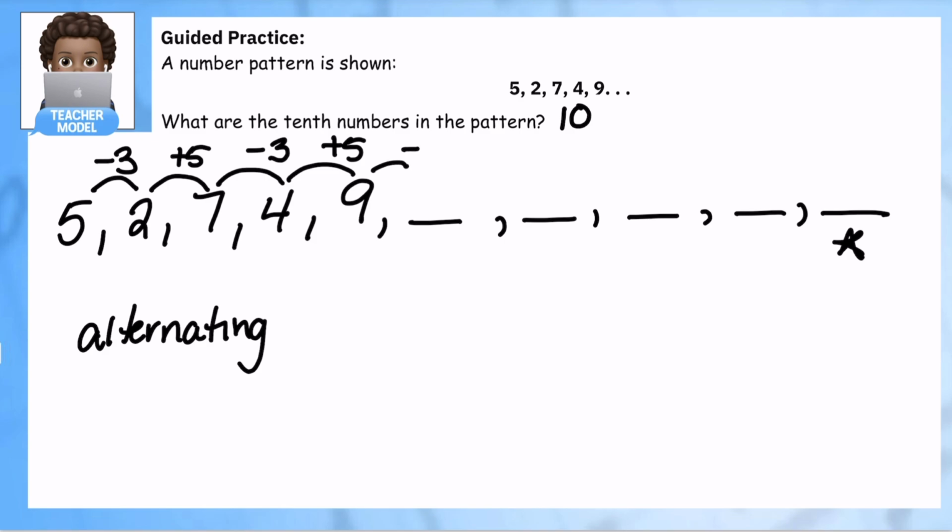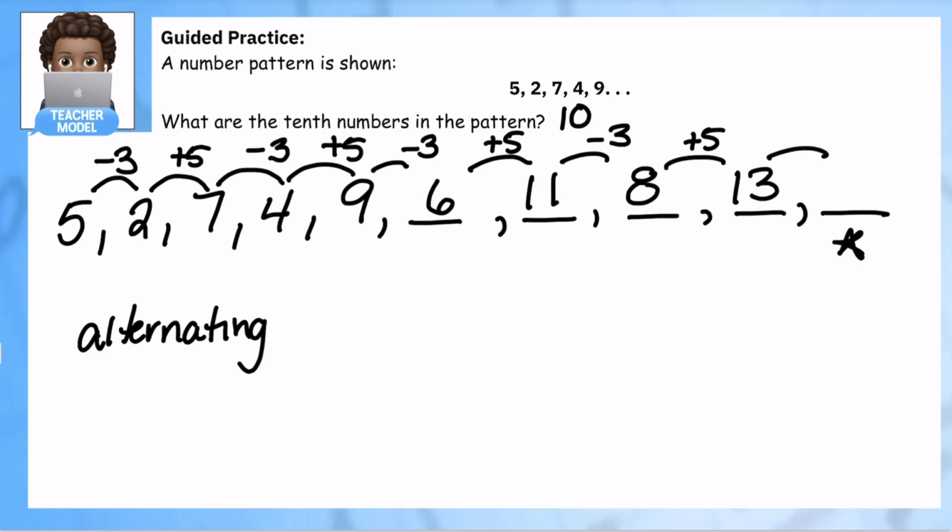So we're going to go down 3. 9 minus 3 is 6. Plus 5. 6 plus 5 is 11. Down 3. 11 minus 3 is 8. Plus 5. 8 plus 5 is 13. And down 3 gives us 10. And that's how I got my solution, 10.